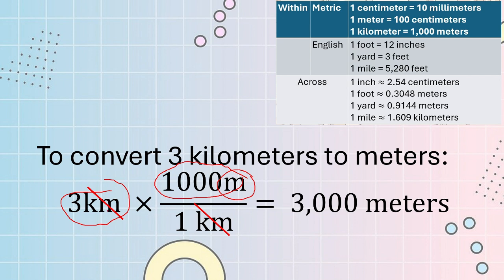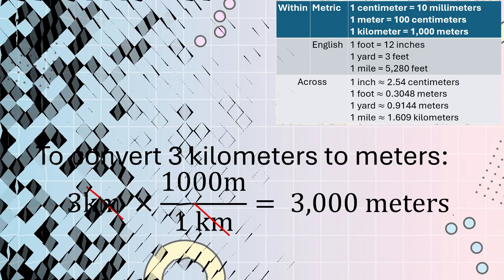So, 3 kilometers times 1,000. Ayan, multiply natin to. That is 3,000 divided by 1, since wala naman yung kilometer ba? Divided by 1, you have 3,000 meters. Okay? So, 3 kilometers is equivalent to 3,000 meters.